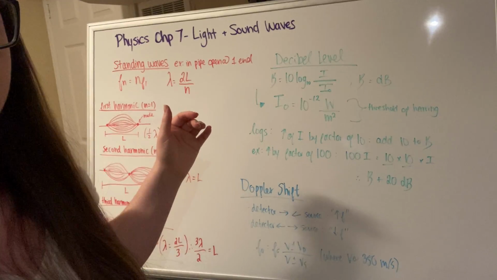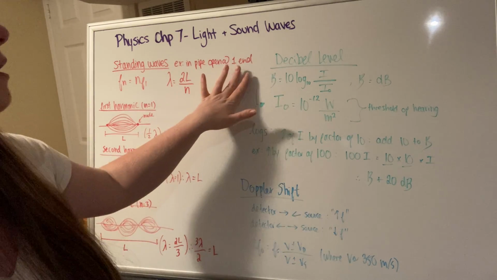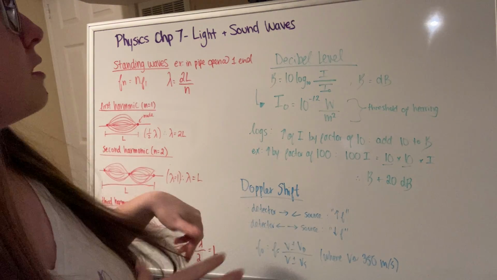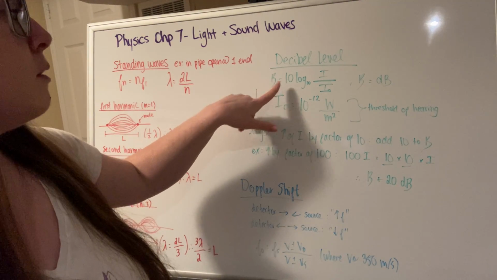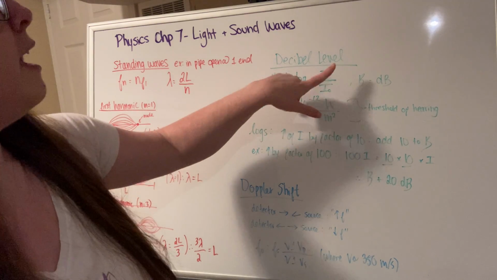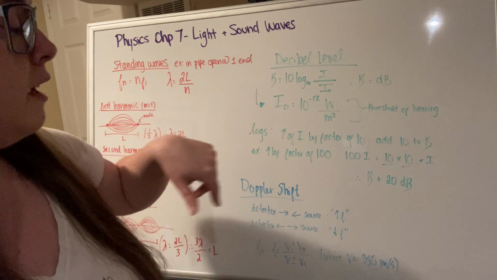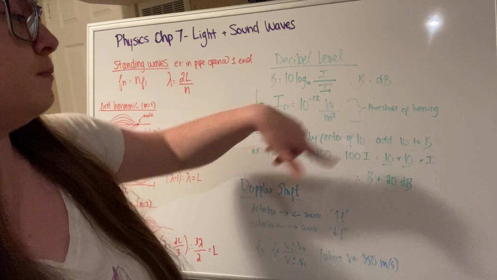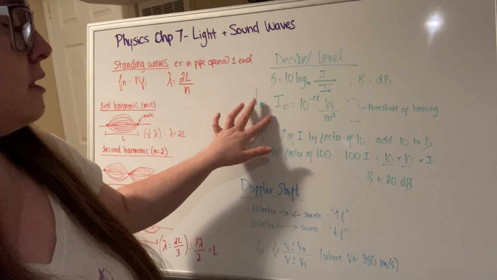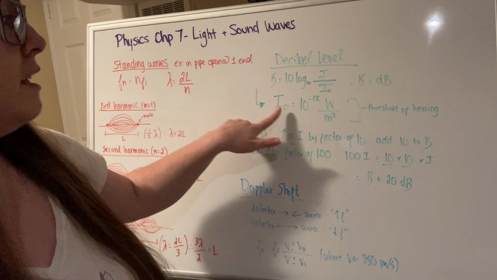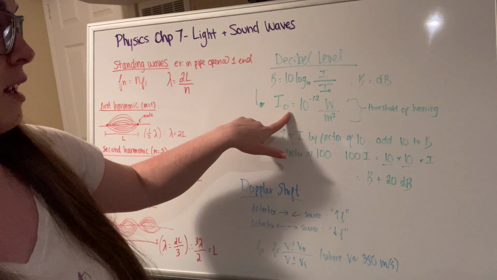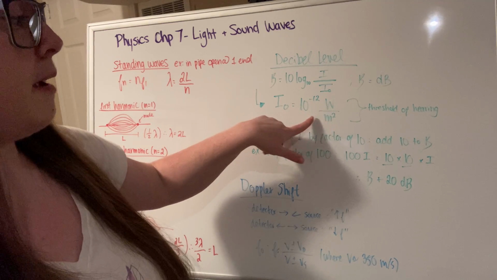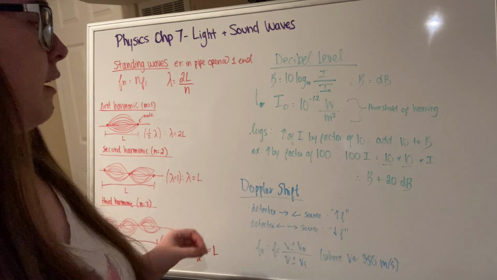Moving on, we have decibel levels. Okay, and this equation looks a little complex, but we'll break it down so we can show you an easy application of this. So here you have beta equals 10 log base 10 of intensity over initial intensity. Okay, so first thing is we're going to say that beta is decibels. And then again, just simplifying this a little bit more, we have the initial intensity, I naught, equals 10 to the negative 12 W over m squared, which is the threshold of hearing.